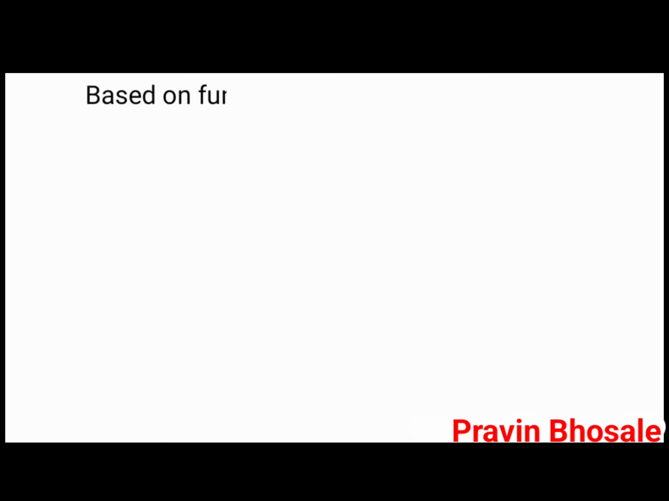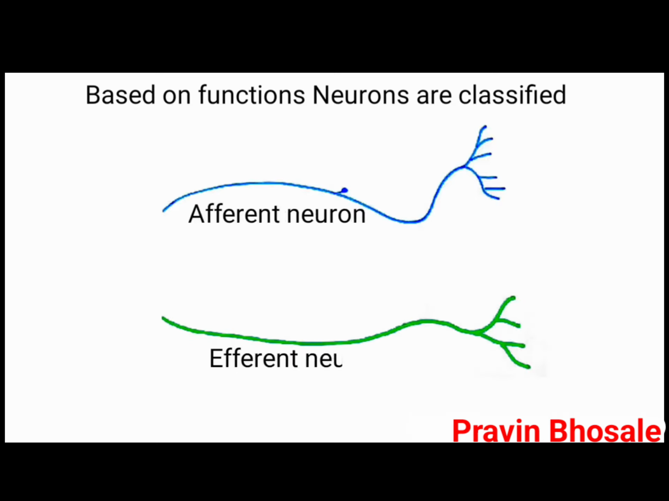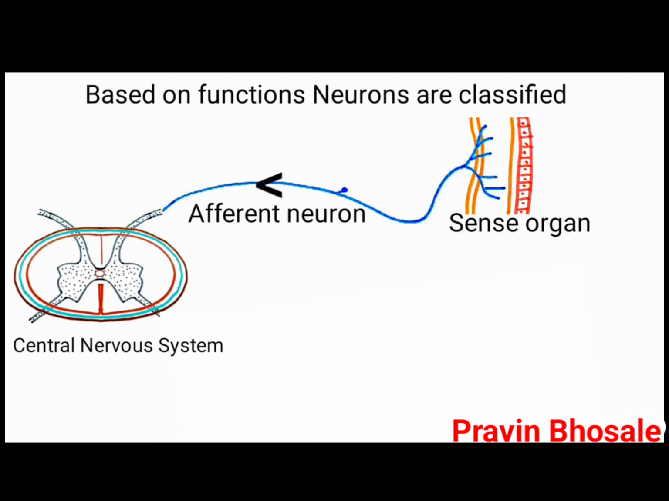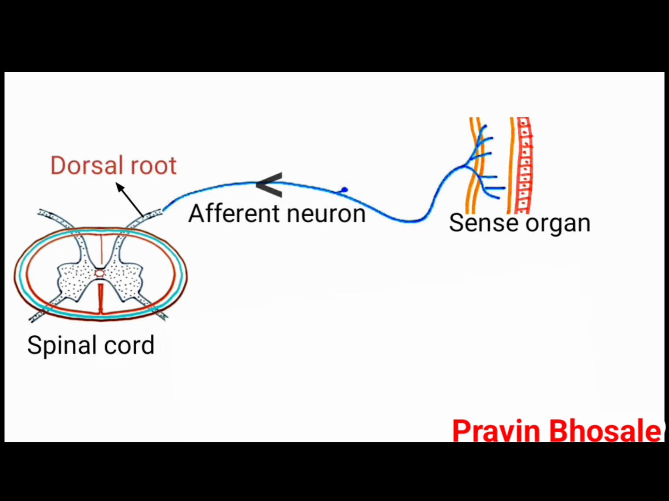Based on function, neurons are classified into afferent neuron, efferent neuron, and interneuron. Afferent neuron carries impulses from sense organ to the central nervous system. It is found in the dorsal root of the spinal cord. It is also called sensory neuron.